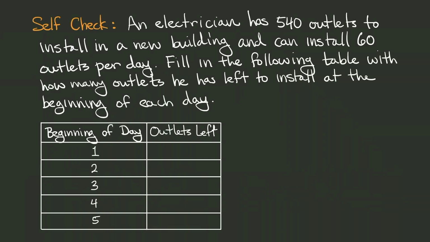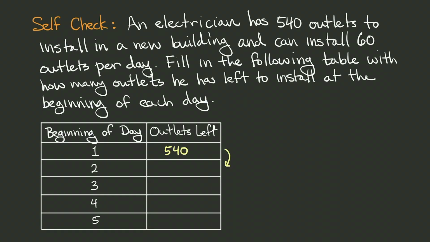Let's check for understanding. Pause the video and work this one out on your own, and then come back and double check your answer. An electrician has 540 outlets to install in a new building and can install 60 outlets per day. Fill in the following table with how many outlets he has left to install at the beginning of each day. So we know that at the beginning of day 1, the electrician has 540 outlets to install.